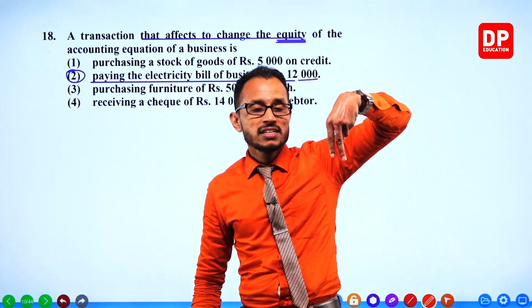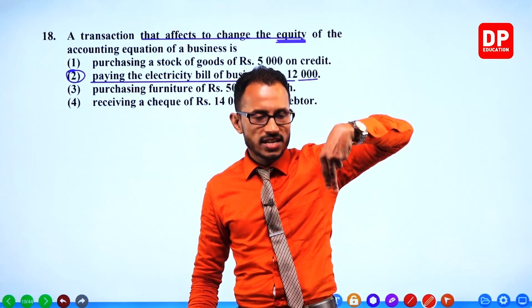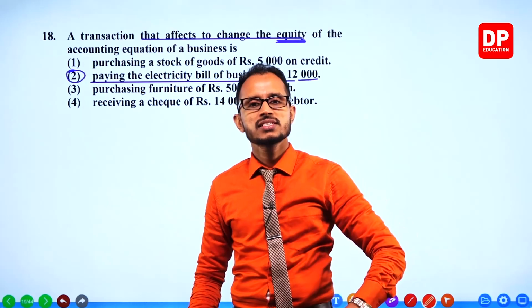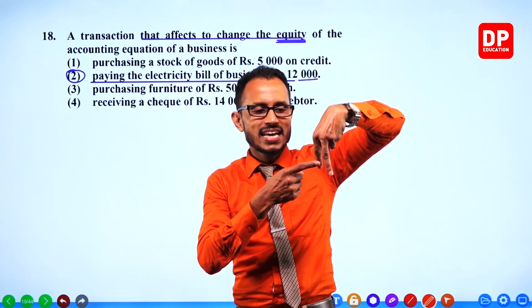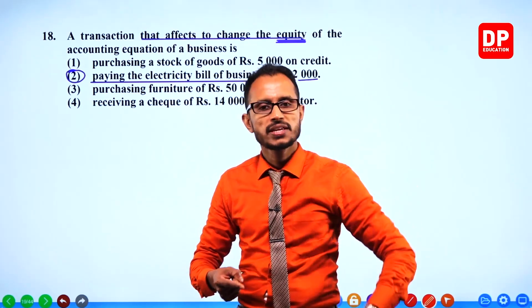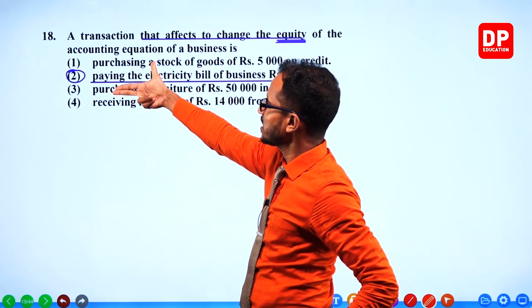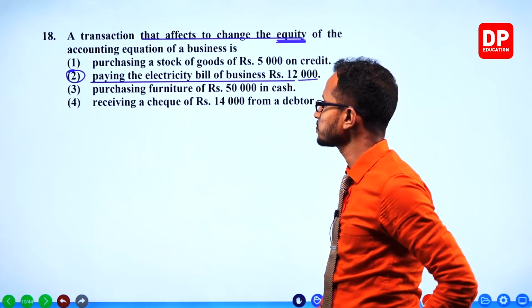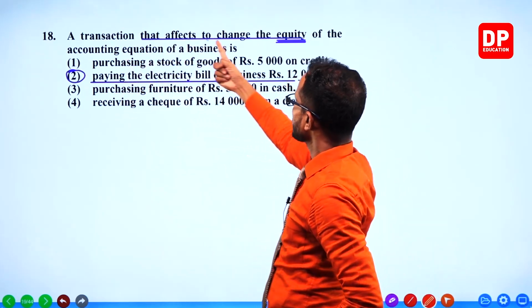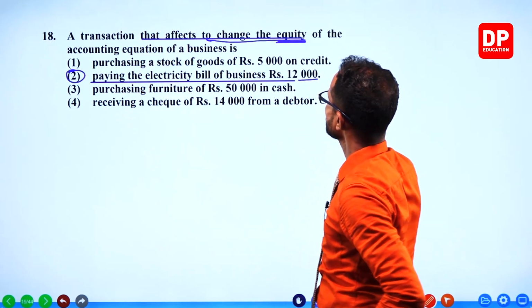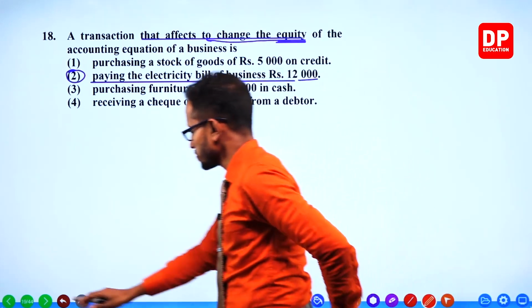On the other hand, guys, losses and expenses decrease equity. So this is an expense. Paying the electricity bill is an expense. That affects and changes equity. Next question.